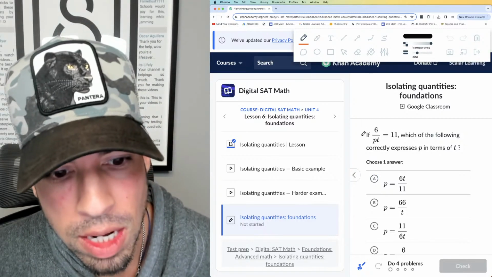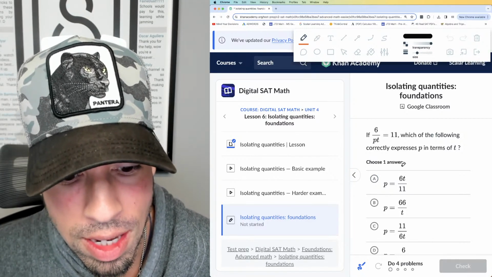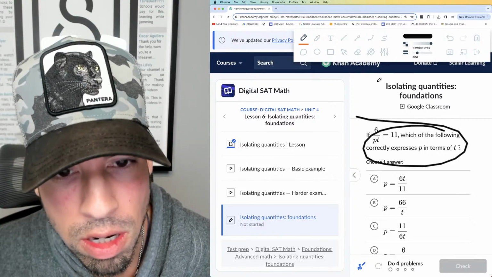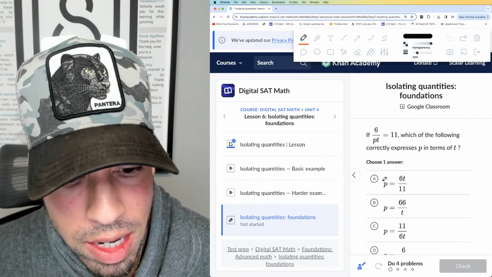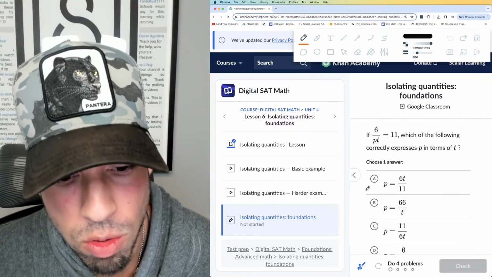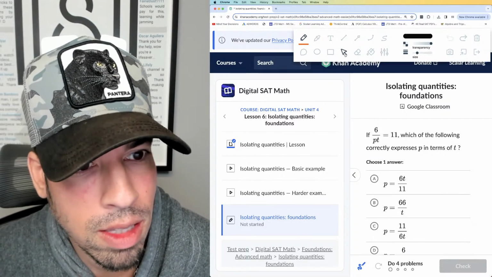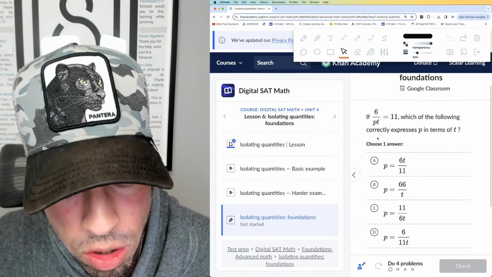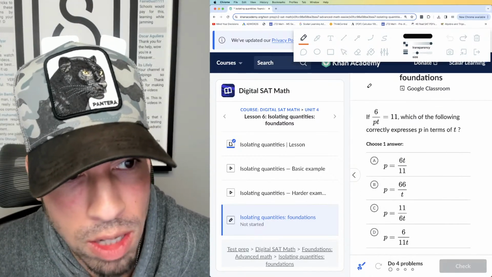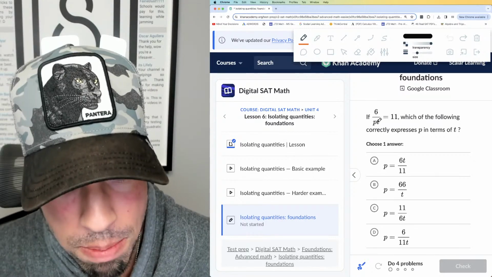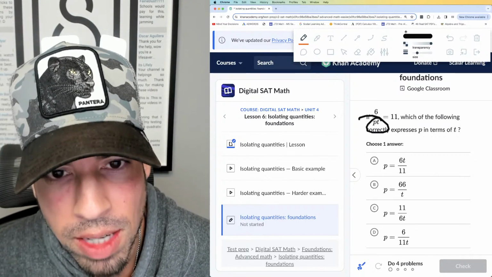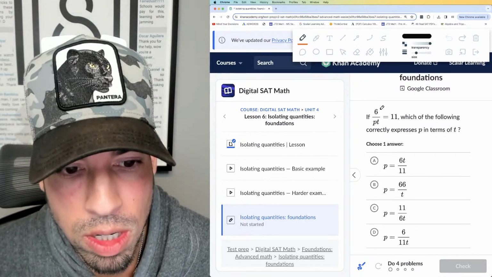All right, we got the first question. When you look at the answer choices, how do we know it's an isolating quantities question? Because in every single one of these options, they've isolated P from that starting equation. So it doesn't really matter what context this is in. All I have to do is isolate P. P is in the denominator, and I don't like that, so I want it out of the denominator.